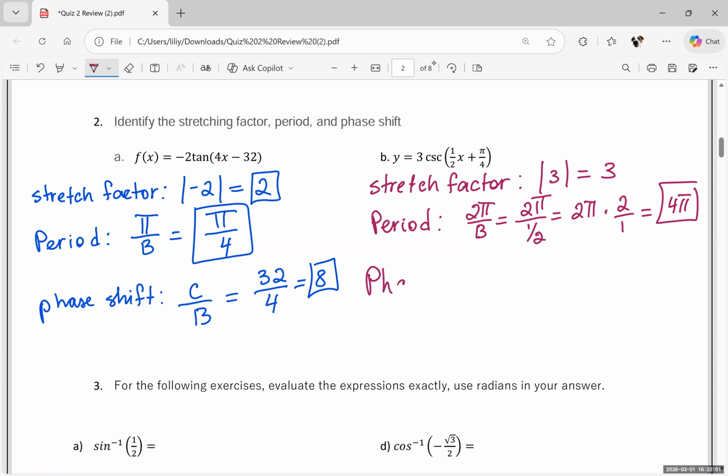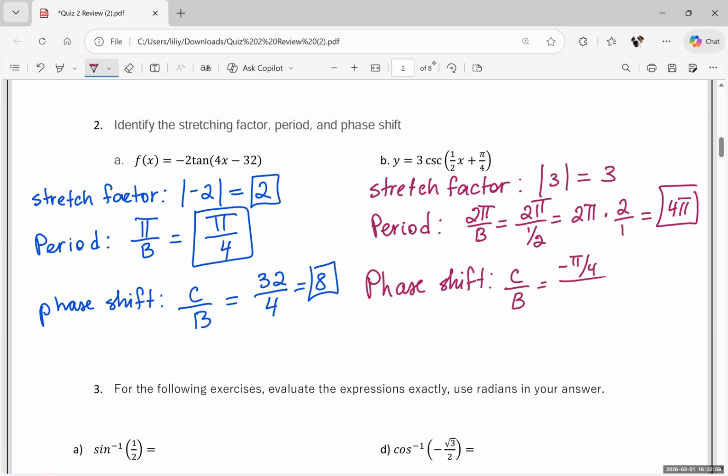Phase shift. Still c over b. C is negative pi over 4 this time. B is 1/2. So negative pi over 4 times 2 over 1. Reduce the 4 and the 2. You'll get negative pi over 2. Negative phase shift means that you're going to the left. You can write it as pi over 2 and write in the word left. I will take that too.